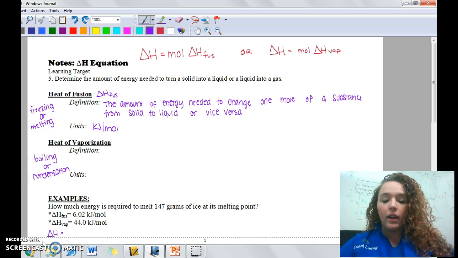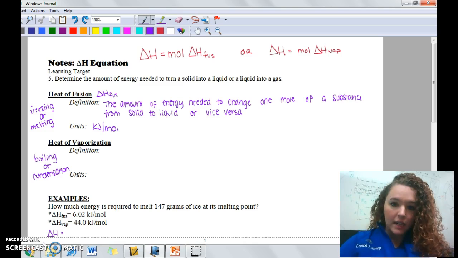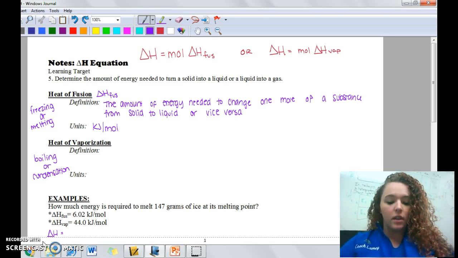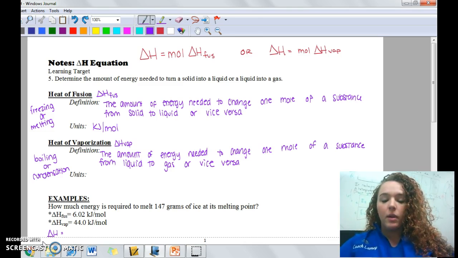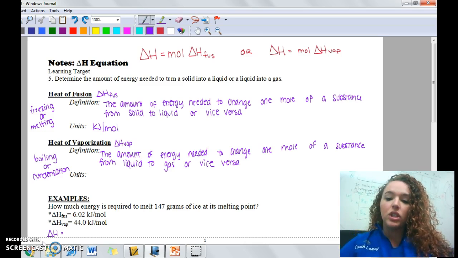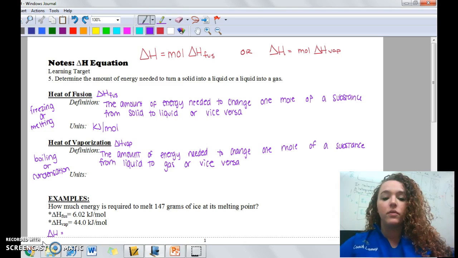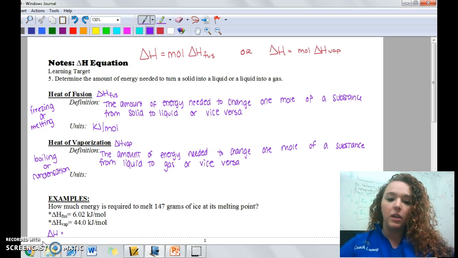Then we have our heat of vaporization, which is used in the event of boiling or condensation of a substance. And we use delta H VAP to represent that in the equation. This represents the amount of energy needed to change 1 mole of a substance from liquid to gas, or vice versa. So we could also go from gas to liquid. That would be condensation. And again, our units are kilojoules per mole.